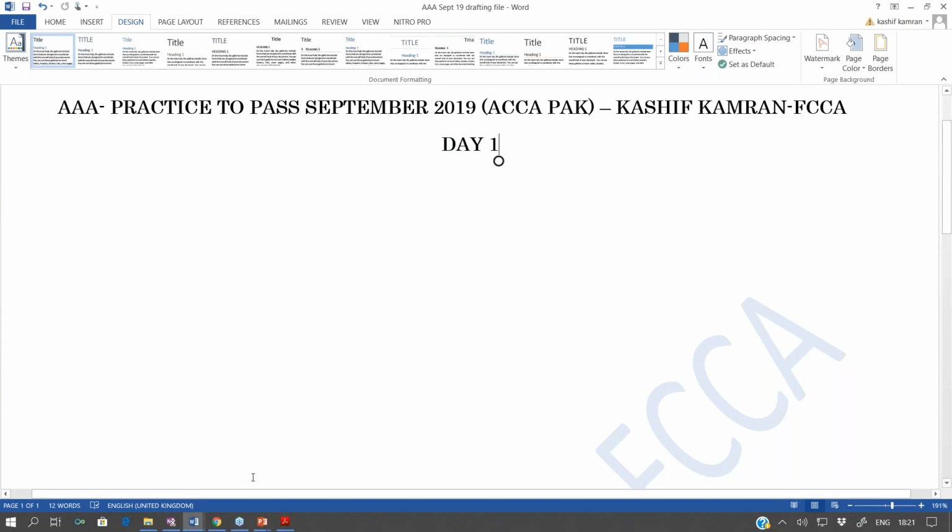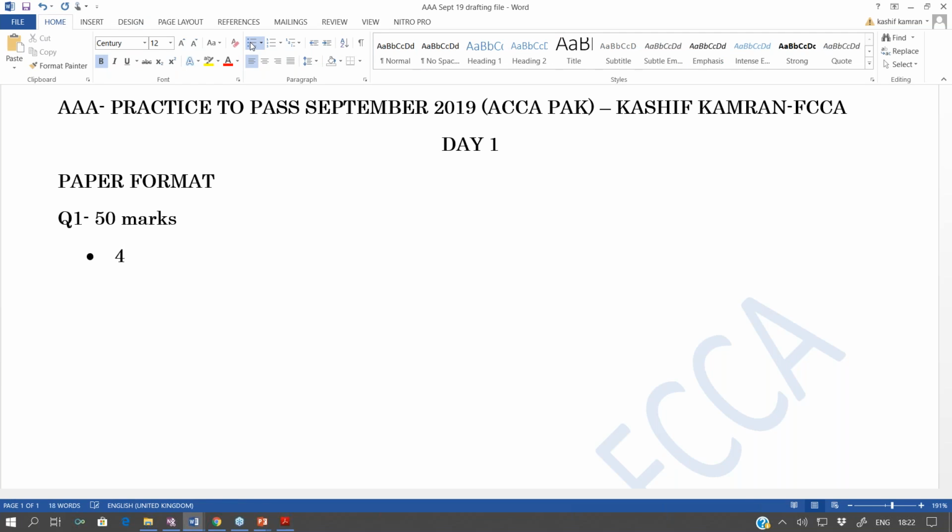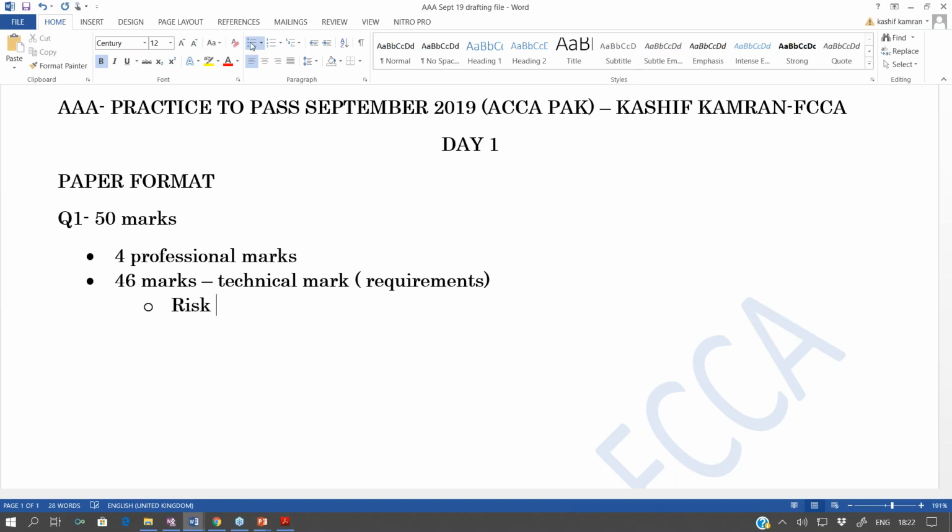Let me do a quick analysis of your paper format, making it easier for you. If you look at question number one, worth 50 marks, all of you know that this question comprises four professional marks, and I will guide you in today's session on how to gain them. Now comes the 46 marks, which are the technical marks you need to gain on the requirements of the exam paper. The major part of these 46 marks is allocated to risk assessment, which is the topic I am doing on the very first day.